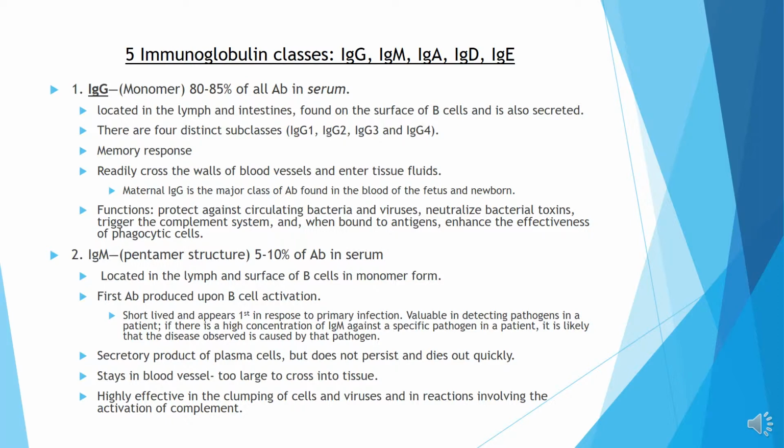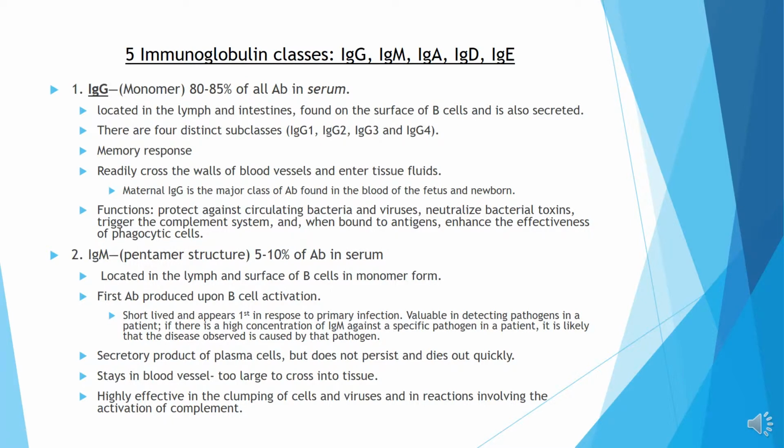For example, the human antibody usually has 2 binding sites, making them bivalent. There are 5 classes of immunoglobulins: IgG, IgM, IgA, IgD, and IgE, each of which is characterized by differences in structure and function. The first and most abundant antibody is IgG. IgG is a monomer and accounts for 80 to 85% of all the antibodies found in blood serum. IgG is located in the lymph and intestines and found on the surface of B cells. IgG is also secreted. There are 4 distinct subclasses of IgG: IgG1, IgG2, IgG3, and IgG4.